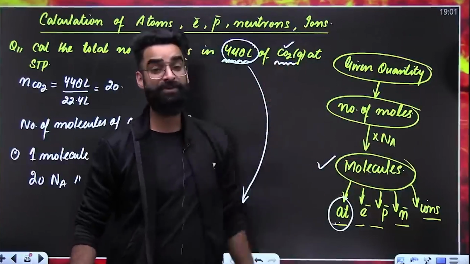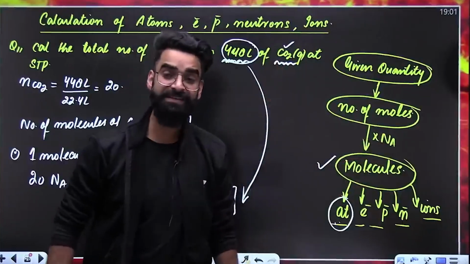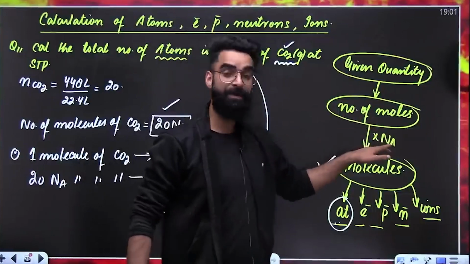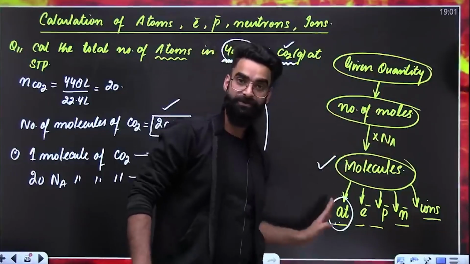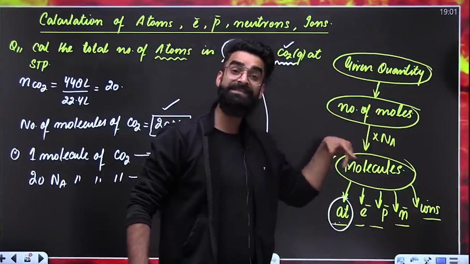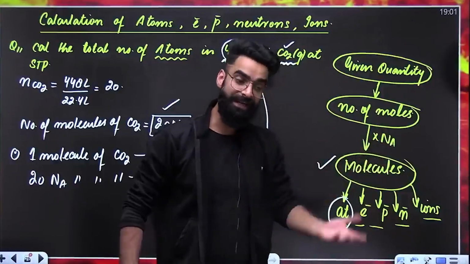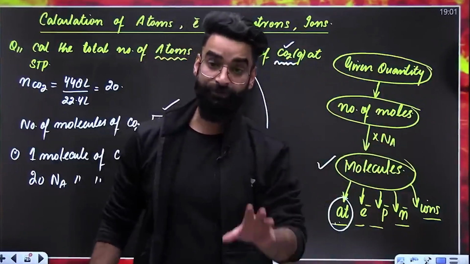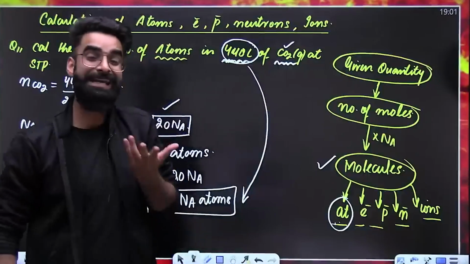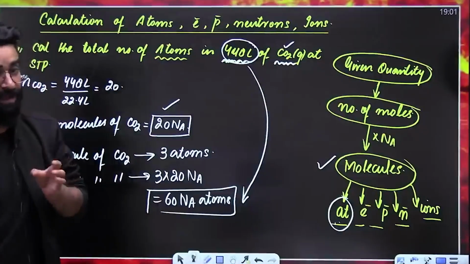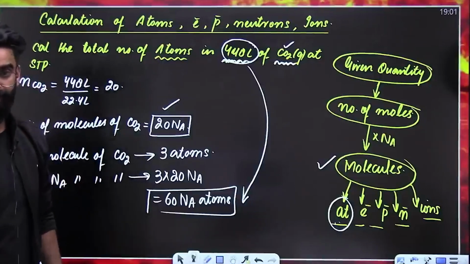If the given substance was not in molecular form, if it was in atomic form, then moles multiplied by Avogadro's number directly gives you the number of atoms. If the given substance is in ionic form, then moles multiplied by Avogadro's number directly gives you the number of ions. So you have to check first what is the nature of the given substance. Is it molecular form? Is it atomic form? Is it ionic form? Whatever it is. I hope it's clear.